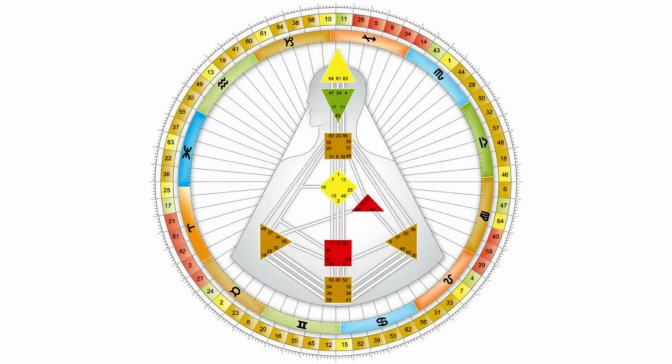Gate 23. Assimilation. Splitting apart. Location, throat center. Channel 23-43, the channel of structuring. Circuit, the individual knowing circuit. Theme, the gate of explanation, the voice that transforms inner knowing into expression. Not-self distortion: over-explaining, defending insights, talking to be understood, fear of being seen as strange.